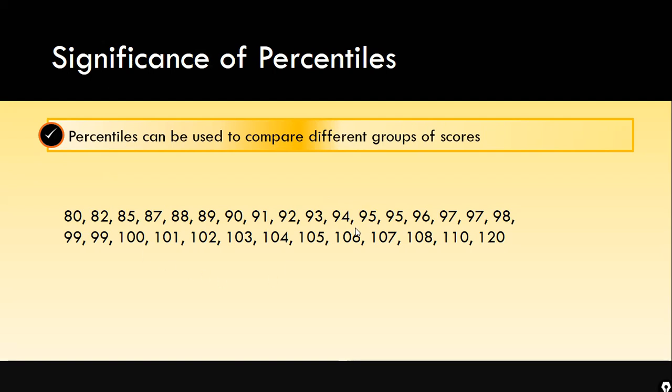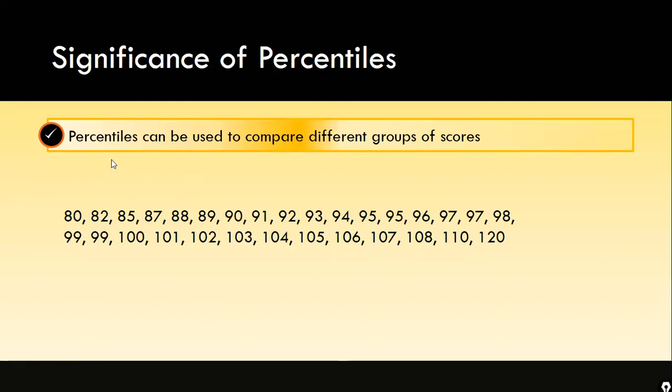So this is a bunch of data set given to you. Let's assume that these are the scores for 30 students. In a class, 30 students are there. Each student's score we recorded here. So one guy scored 80, another guy scored 82, and so on. Another guy scored 110, and so on.